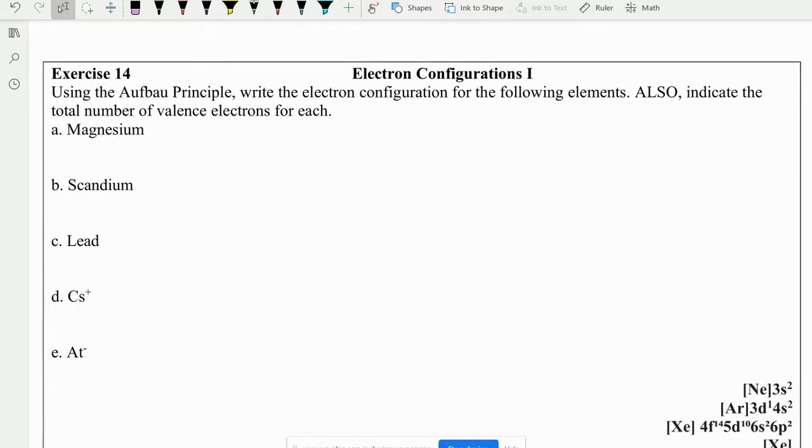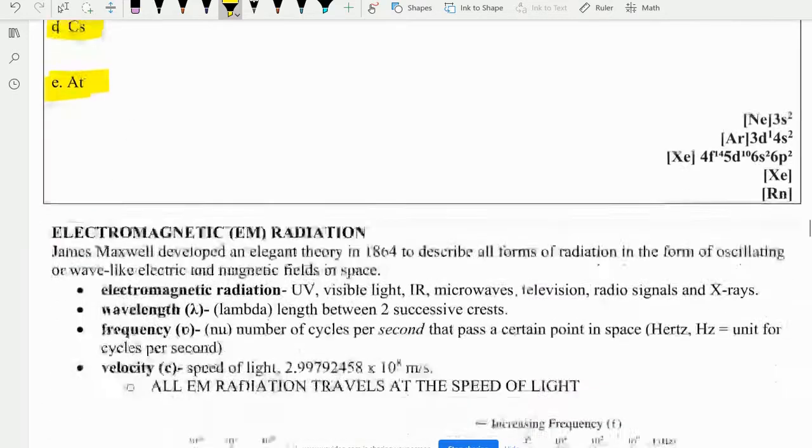One big hint before I forget: in exercise 14, you have ions. So look at D and E. You have a cation and an anion. And so yes, you can do the electron configuration for ions. Now, I want you to try the electron configurations of these elements. We will talk about them a little bit more in class. More specifically, I'd like to do D and E in class.